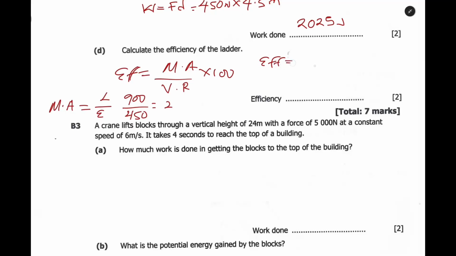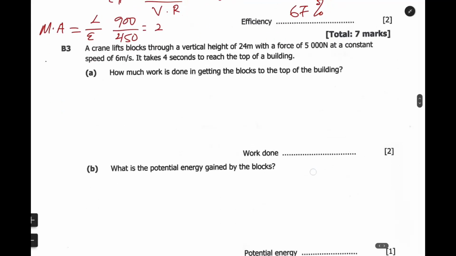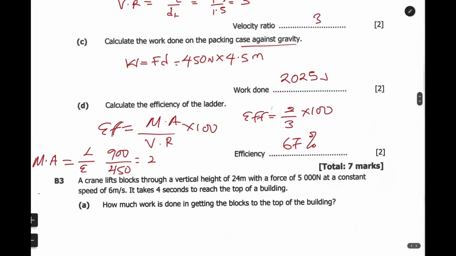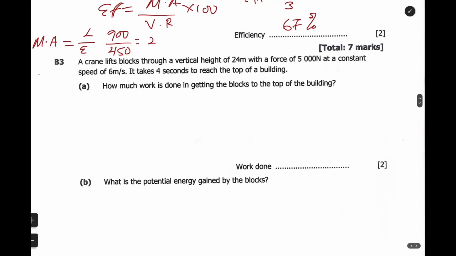And we can replace now. Efficiency is equal to 2 divided by 3 multiplied by 100. And this one you are going to find is 67%. Confirm. So efficiency here was 67%. That is how we answer the second question. Let us go to B3.